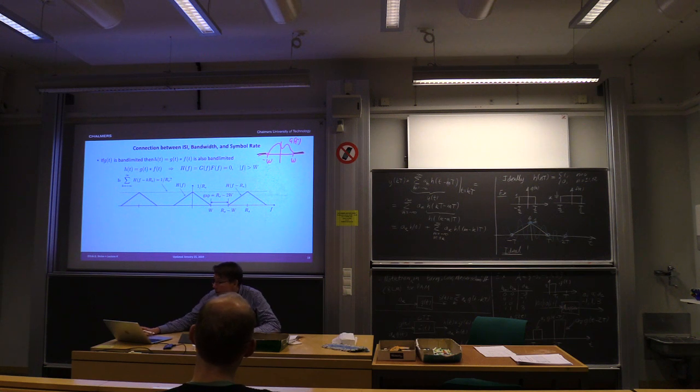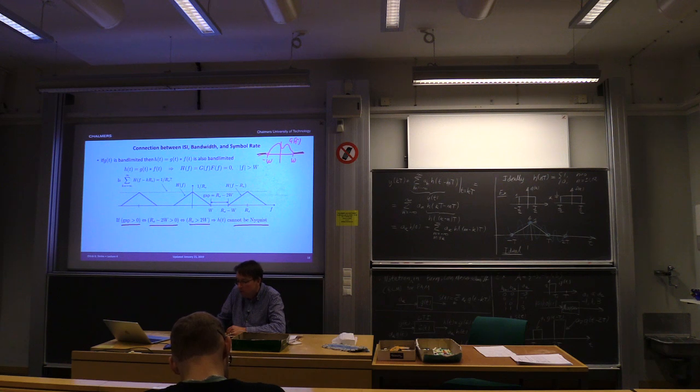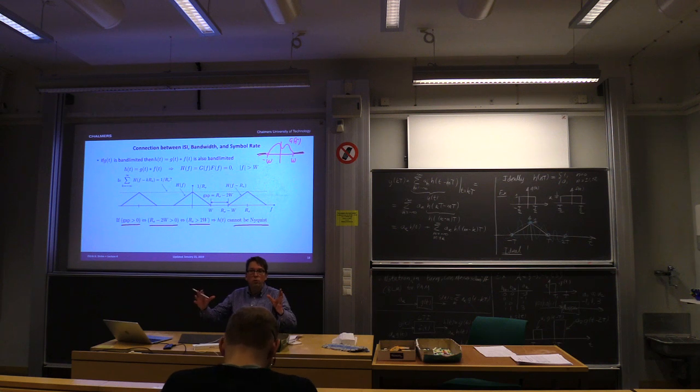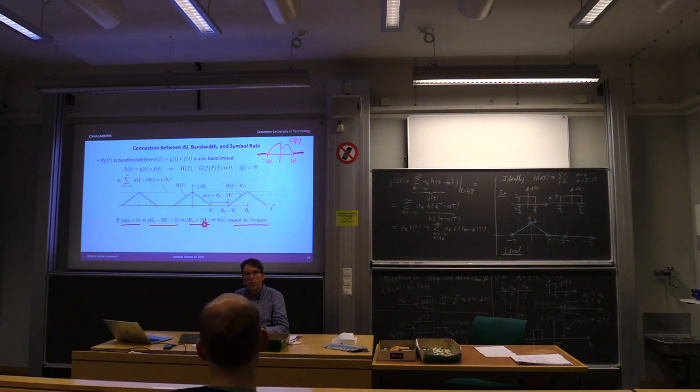Okay. So we draw the following conclusion. If the gap is greater than 0, we know that it cannot be Nyquist. If the gap is 0, that's the same thing as saying that Rs minus 2W is greater than 0, which is the same thing as saying that Rs is greater than 2W. So here's our first conclusion actually. From the Nyquist criterion, we see that if the symbol rate is greater than twice the bandwidth of the transmitted signal, then we can never avoid intersymbol interference.